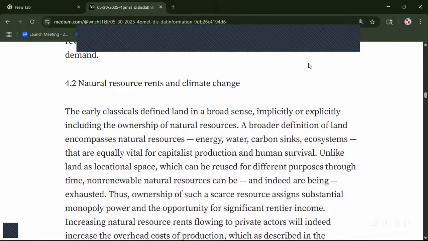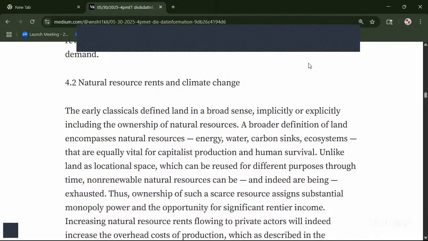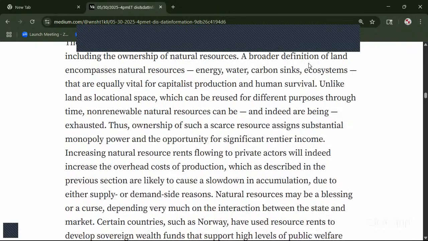Unlike land as locational space, which can be reused for different purposes through time, non-renewable natural resources can be, and indeed are being, exhausted. Thus, ownership of such a scarce resource assigns substantial monopoly power and the opportunity for significant rentier income. Increasing natural resource rents flowing to private actors will indeed increase the overhead costs of production, which, as described in the previous section, are likely to cause a slowdown in accumulation due to either supply or demand side reasons.